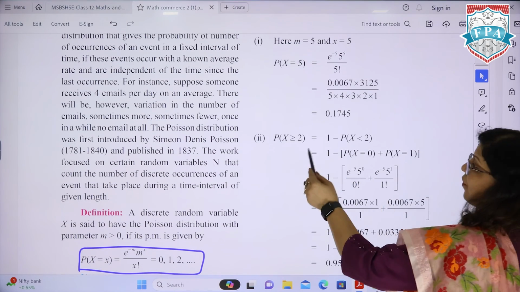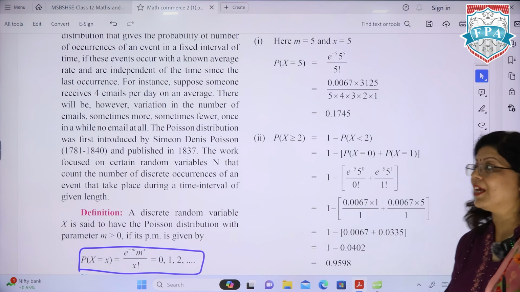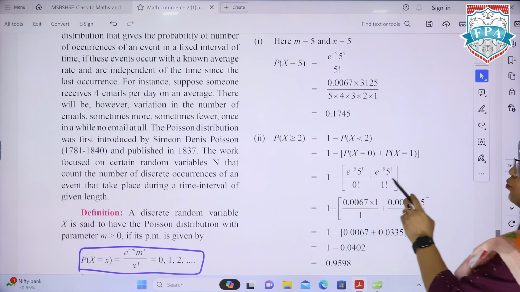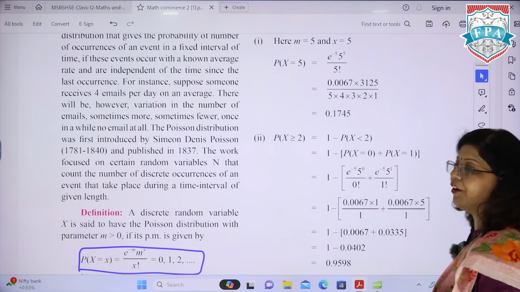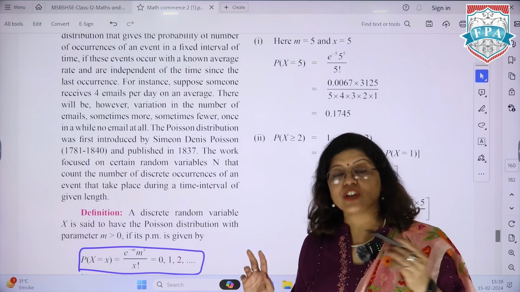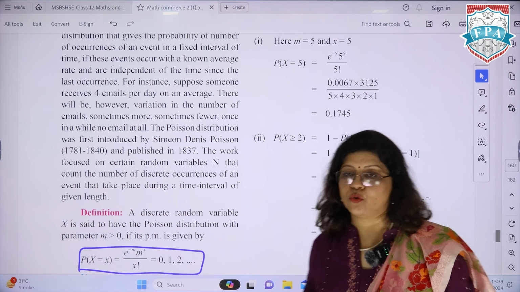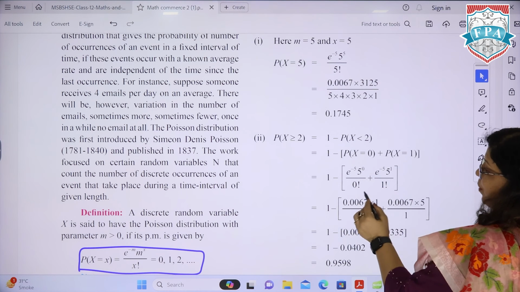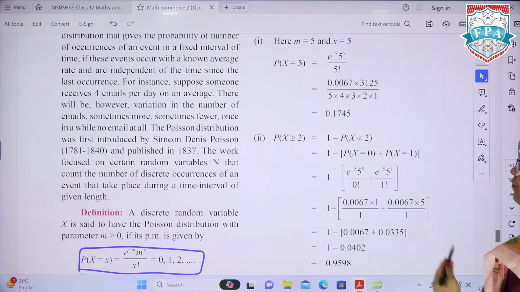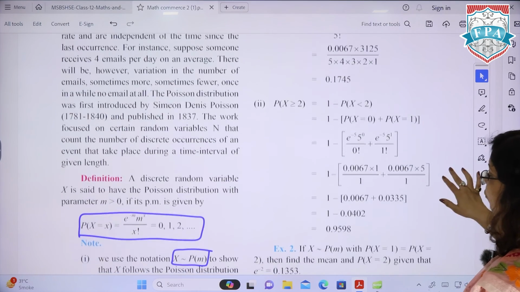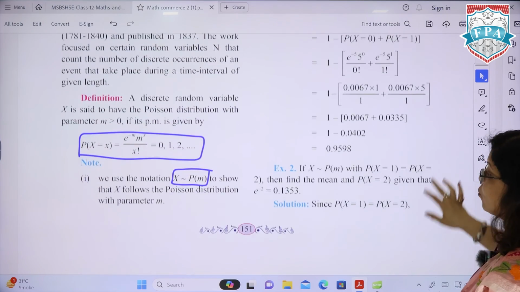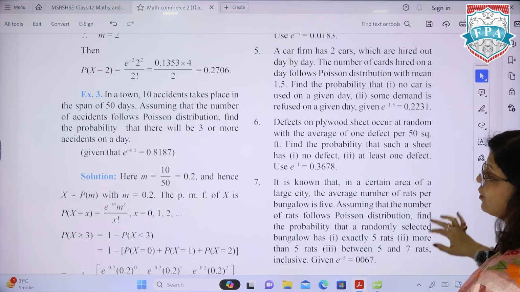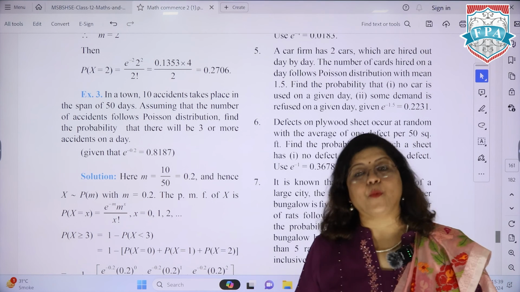If it is x greater than or equal to 2, we can write it as 1 minus P(x less than 2). Less than 2 is easier, as it comes to 0 and 1. For greater than 2, you would have to calculate 2, 3, 4, 5 values, so it is easier to go with the 2 values. So again put the formula: e to the power minus 5, 5 to the power 0 upon factorial 0, plus e to the power minus 5, 5 to the power 1 upon factorial 1, and you will get the final answer. So this is the calculation for the Poisson distribution, and now let's do some questions for Poisson distribution.